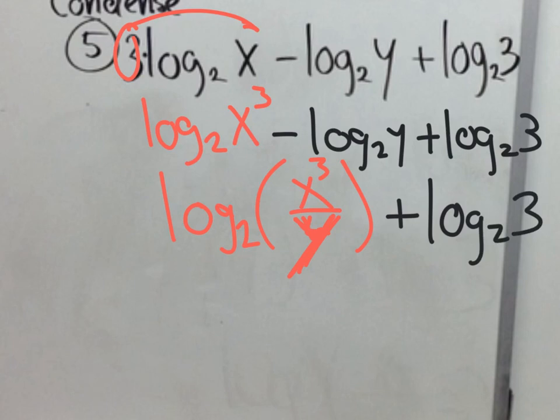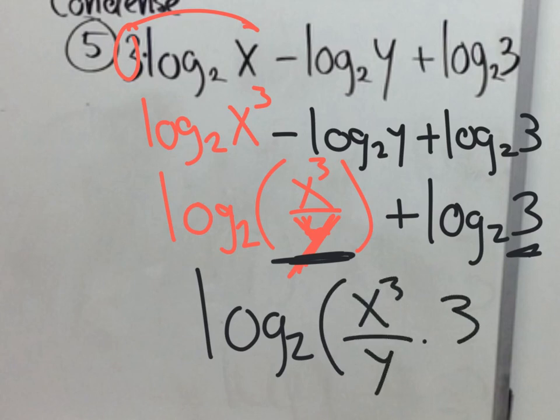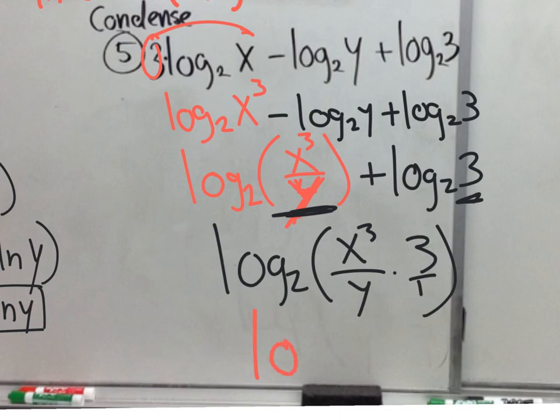And now we're going to use the product property because we have a plus sign right here. We're going to put them together as one single logarithm. So we're going to have log base 2 of this guy times this guy. So let me actually write that out. I'm going to write down x to the third over y times 3. And when I multiply a fraction with the number, I put it over 1. That way I could multiply the top with the top and the bottom with the bottom. And the final answer will be log base 2 of 3x to the third over y. And I would put that fraction in parentheses. So right there we condensed.